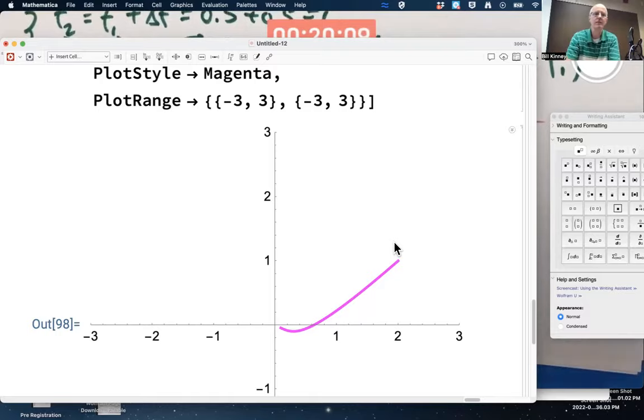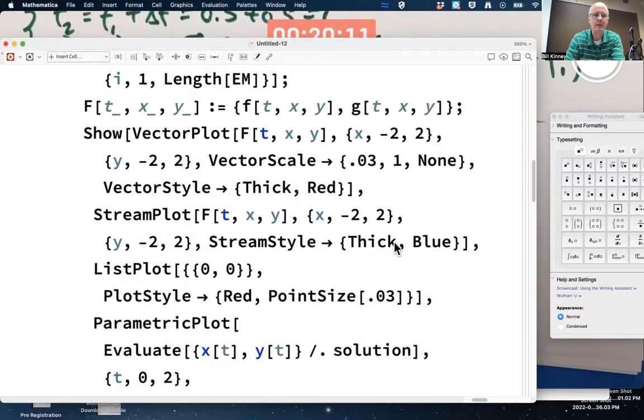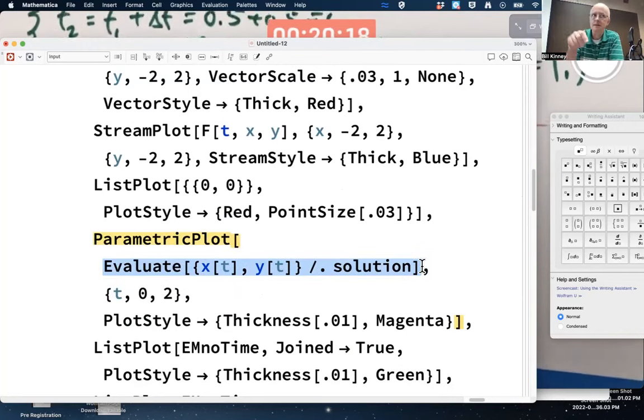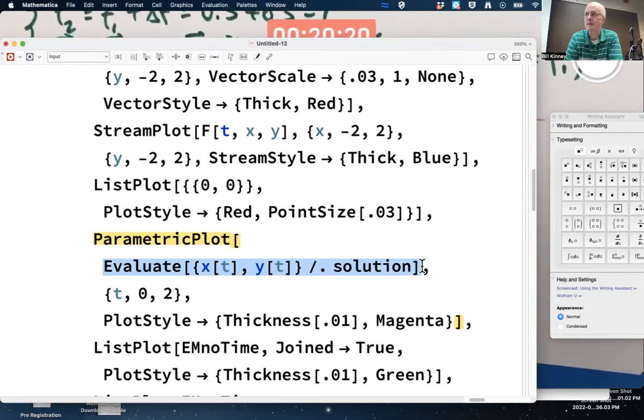Okay, and I could go back up here to this parametric plot and replace this with what I just did, the capital Phi sub 2, 1 of t. I could do that replacement there, and we get the exact same picture.